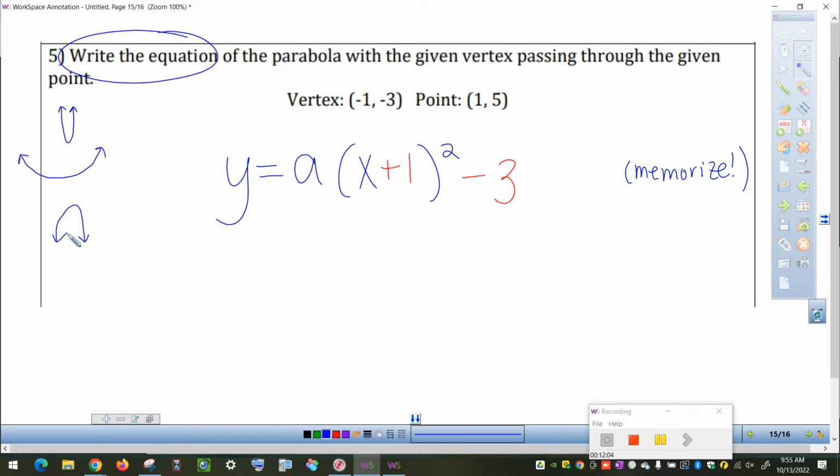So let's pause here for a moment, and the numbers that we just plugged in for the vertex, let's make a note there that that is for h and k. Well, what we're going to do now to solve for a is we're going to take the point that it passes through, and we're going to plug those numbers in for x and y. So in the place of x, I'm going to plug in +1. That's the x value of the point that it passes through. In place of the y, I'm going to plug in +5.